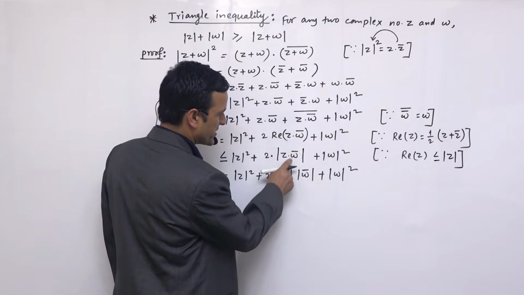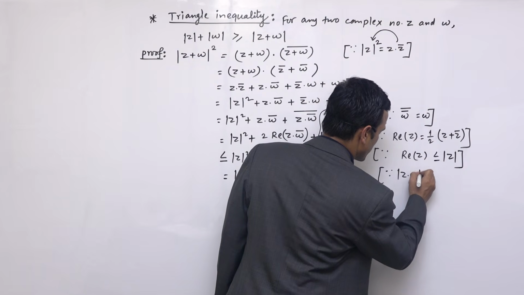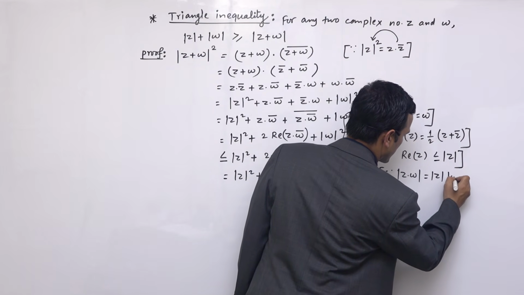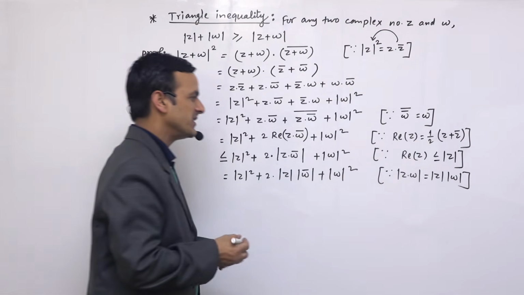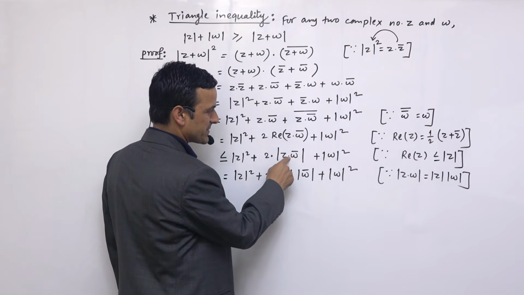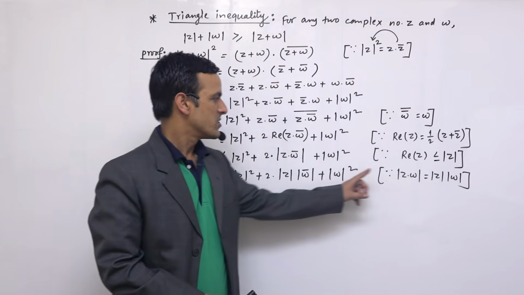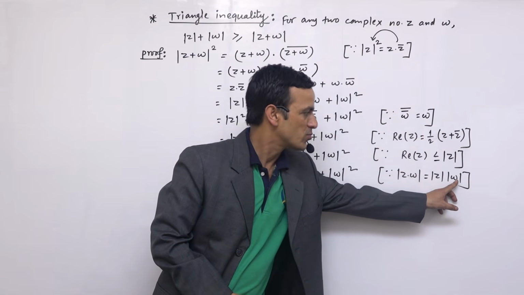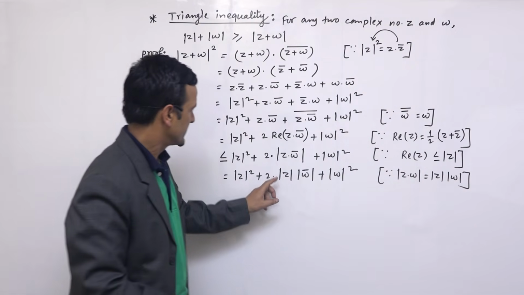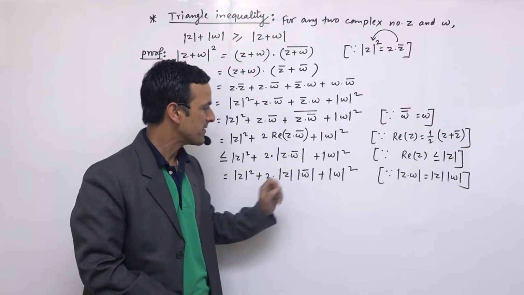So this is the property of product of this conjugate. Modulus z into w means modulus z modulus w. This is the property you are using over here. In the case of product, we can separate this. So modulus z into modulus w, similarly here modulus z into modulus w bar.